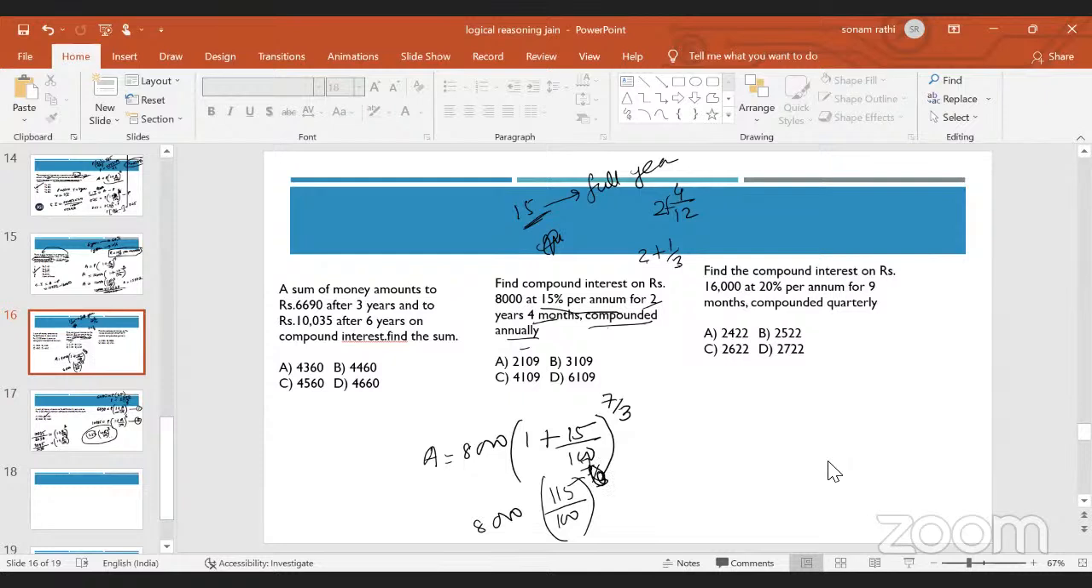7 by 3 will be 2 plus 1 by 3. So 2 and then another 1 by 3, correct? So this much I can solve easily. Power 1 by 3, I have to find the cube root of this. So this requires a calculator. Without a calculator, you will not be able to solve this question.